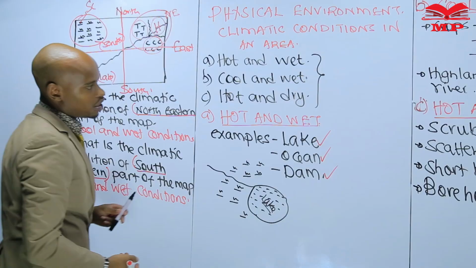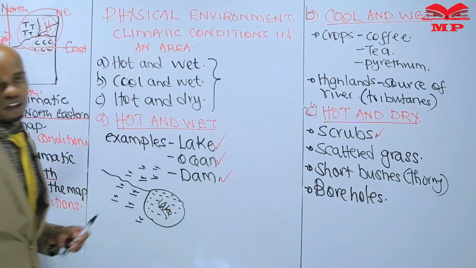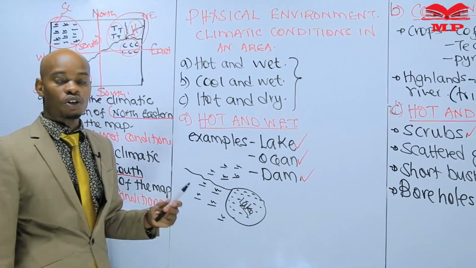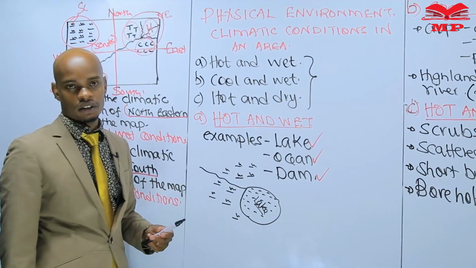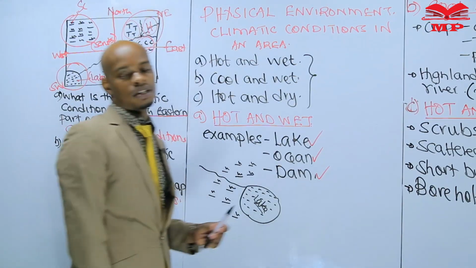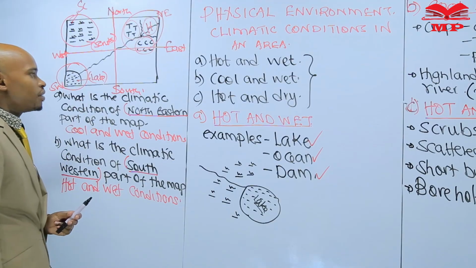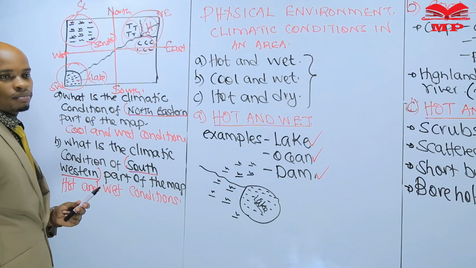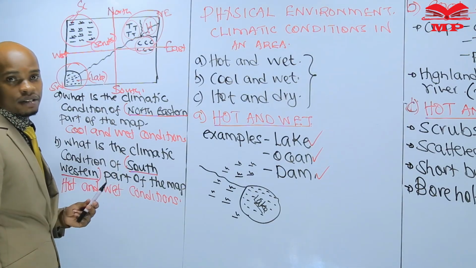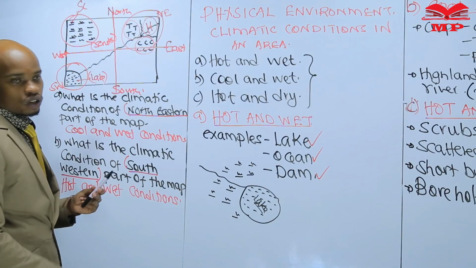They show that area have hot and dry condition. Hot and dry conditions because scrubs tell you that areas that have scrubs do not receive enough rainfall for the growth of other things but scrubs. Scrubs, hot and dry. This is one instance when a map might be having more than one condition. But sometimes one map will be having one climatic condition.